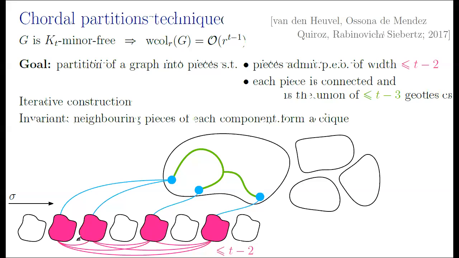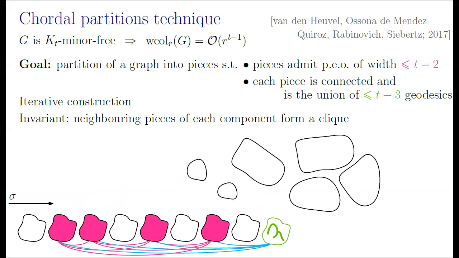Since here you have only t-2, you only need t-3 geodesics to connect them, because you connect first to the second, then maybe first to the third, and so on, and this way it's connected. And now you do a very simple thing. You just take the geodesics that you constructed, and you make a new piece out of them. Now, what happened? The new piece with the pink pieces, they form a clique.